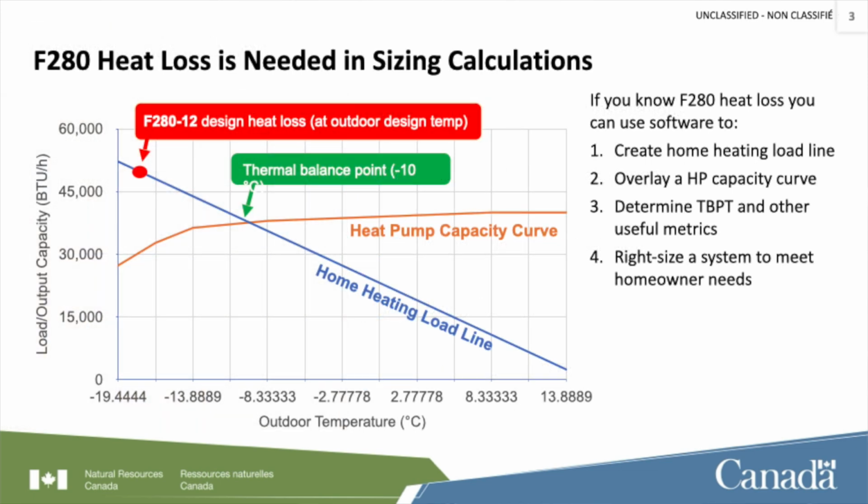Okay, once we know the F280, we can actually use this app. This app is predicated on us doing a full, not necessarily a full F280. We can get away with that whole house F280. But again, with the design detail, more is better. It is going to help us out. So what we've done is we've used the F280, we can calculate the heating line, we've overlaid the heat pump capacity curve, we've determined the thermal balance point temperature, and we've right-sized our system to meet the homeowner's needs. So we've established that.